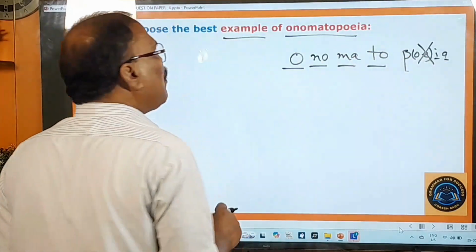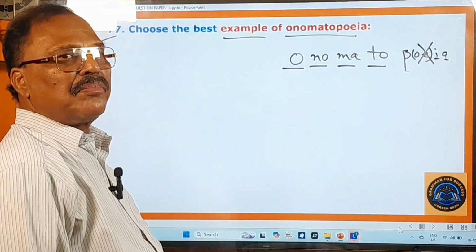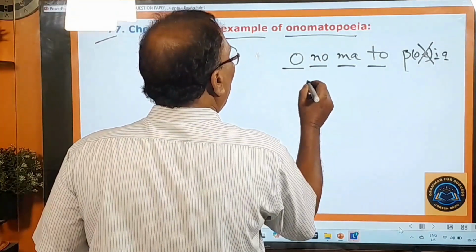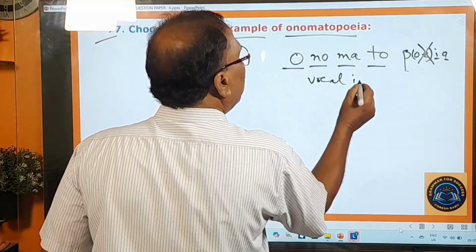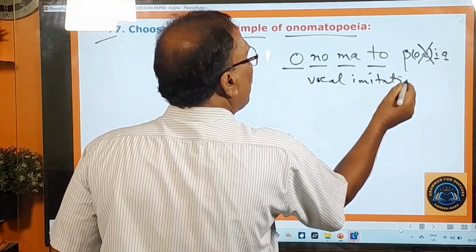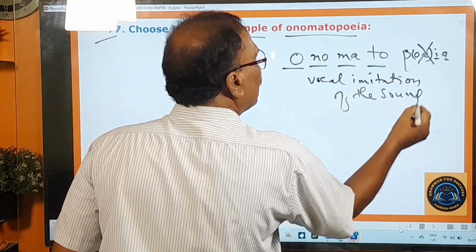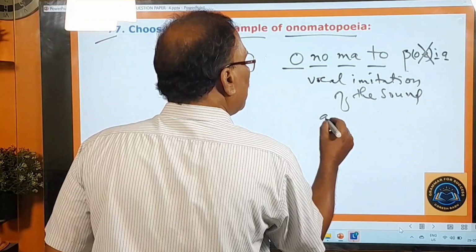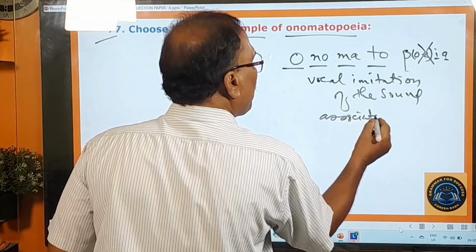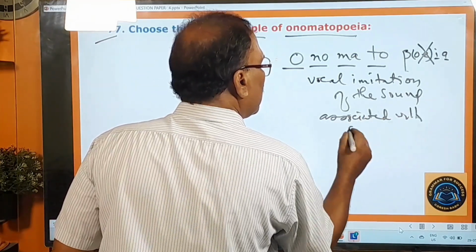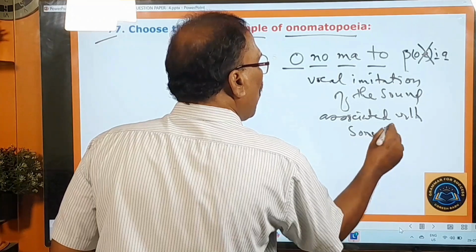Onomatopoeia. Onomatopoeia means what? It is nothing but the vocal imitation of the sound I can say associated with some thing or animal.